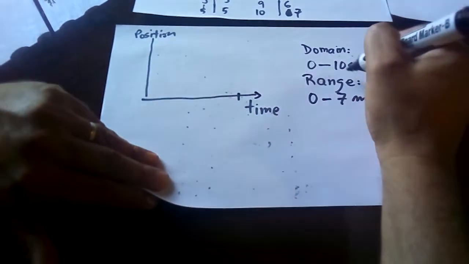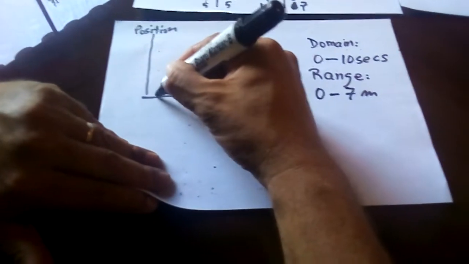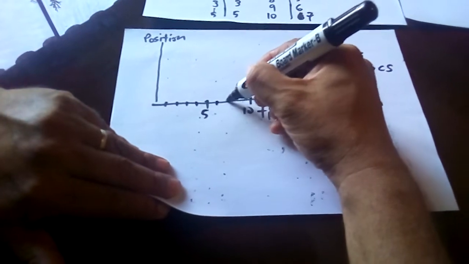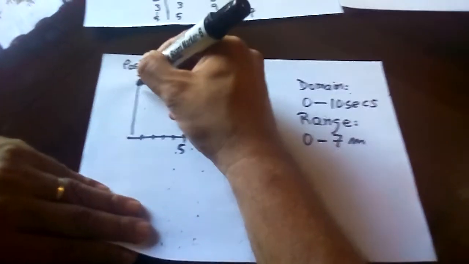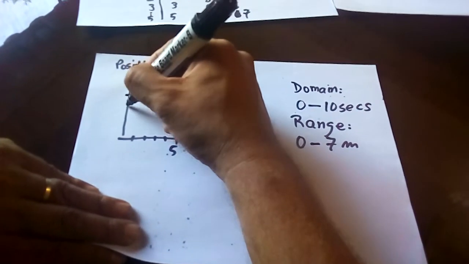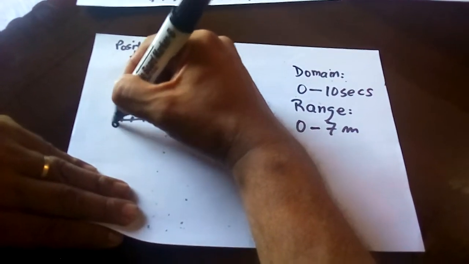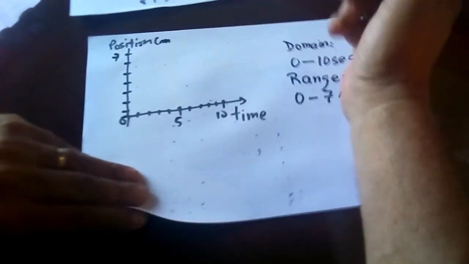Time should go up to 10. So somewhere here is 5, and we need to divide this 1, 2, 3, 4, 5, 6, 7, 8, 9, 10. And position is 7. So we go 7, 6, 5, 4, 3, 2, 1, and 0. Position is in meters. And then we plot the numbers.